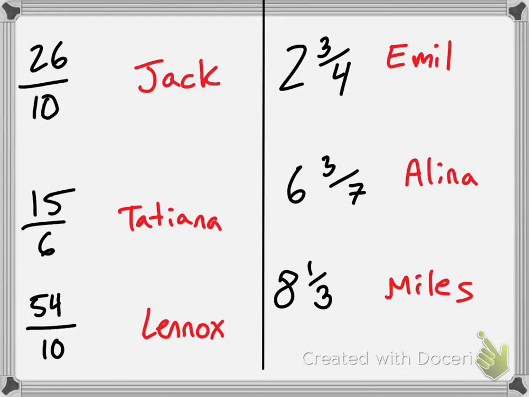So Lennox, 54/10. What do you get? I got 5 and 4/10. Perfect. 5 and 4/10. Can I simplify that? What can I simplify that to? 5 and 2/5. Perfect. 5 and 2/5. 4 and 10 are both divisible by 2.